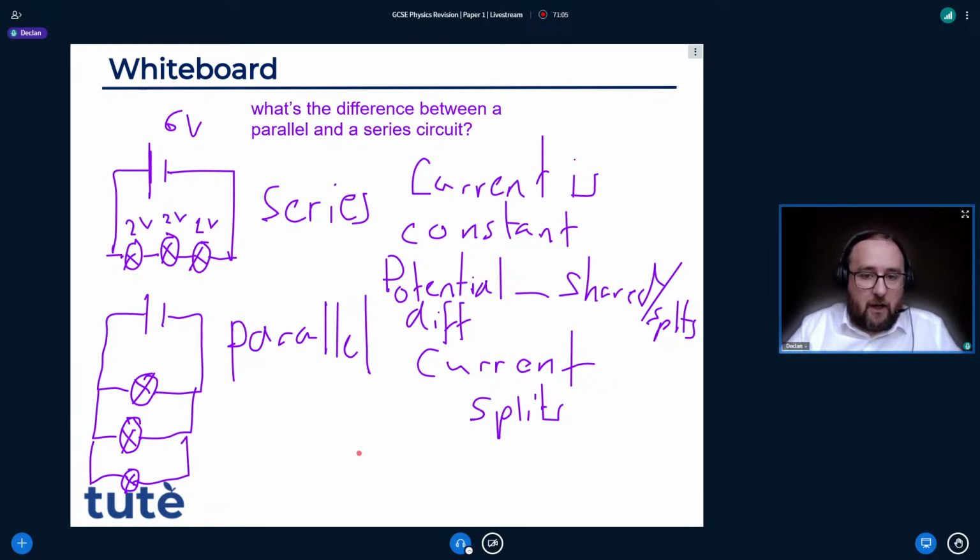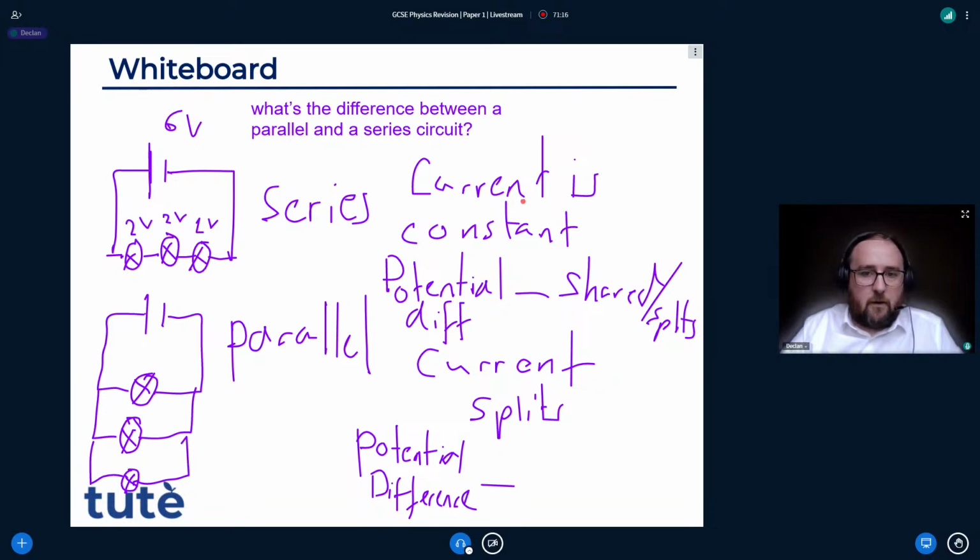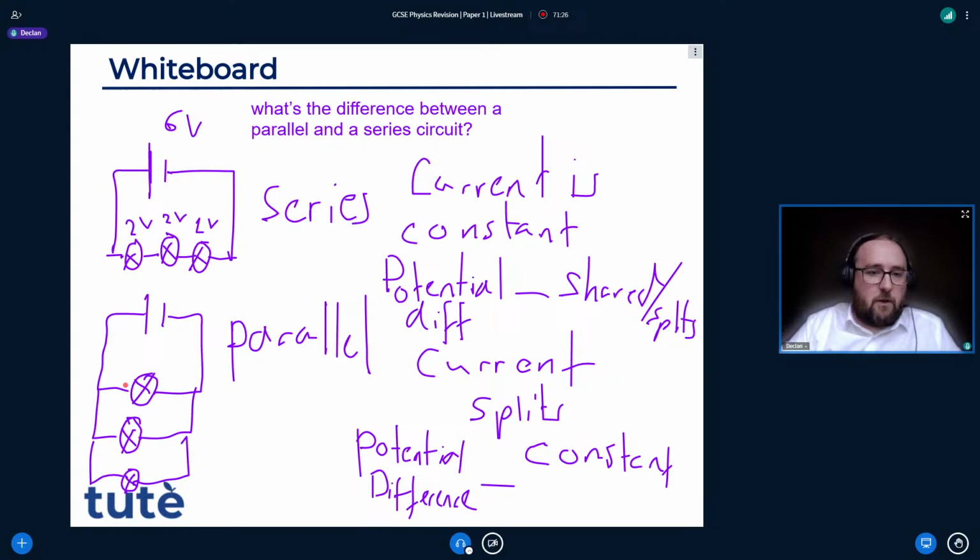So in a parallel circuit, the potential difference in a parallel circuit is constant. It's the same across each loop. Look at what's happened. The rules, they've just flipped really, haven't they? So if this was 6 volts up here, this bulb would be 6 volts, this bulb would be 6 volts, this bulb would be 6 volts.